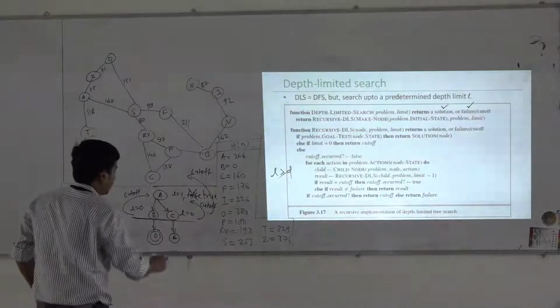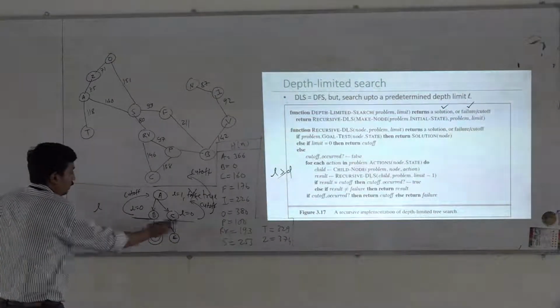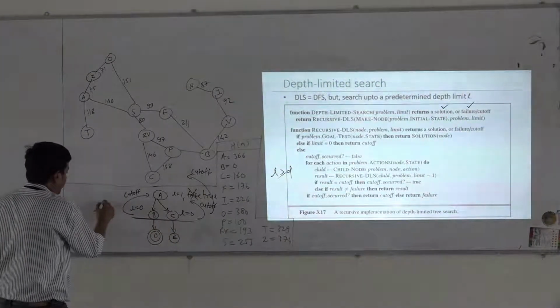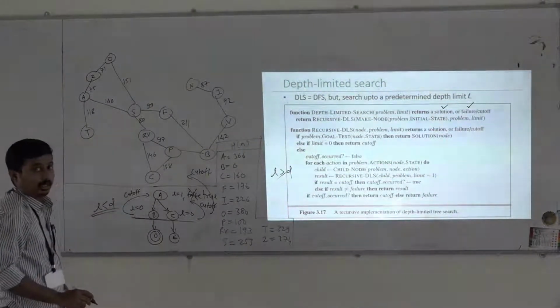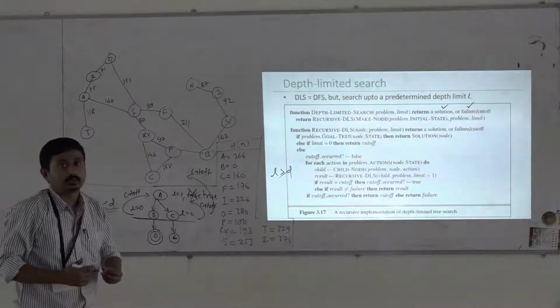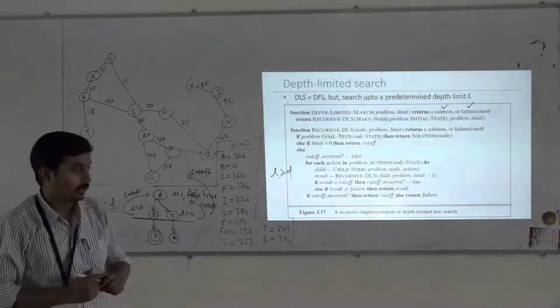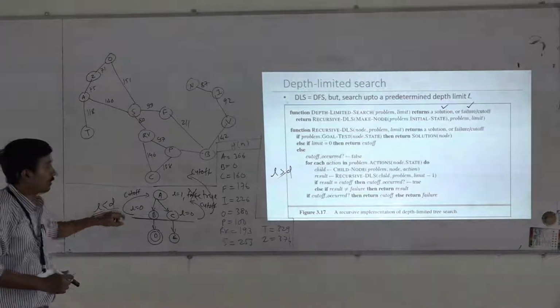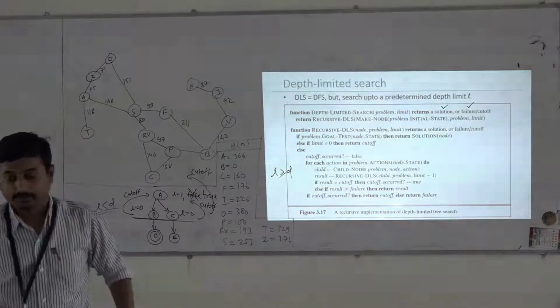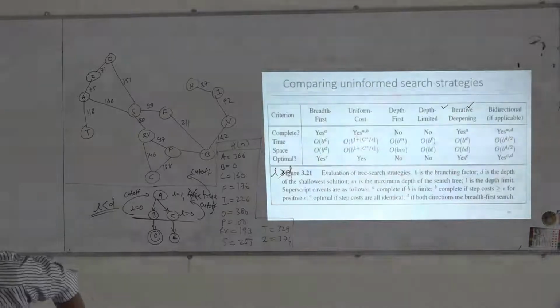As you can see here, for this problem we have said L less than D, and that is the problem. If you say L less than D, your algorithm is not complete. So DLS is not complete when you specify L smaller than D. That is the drawback of DLS. How to decide this value of L?